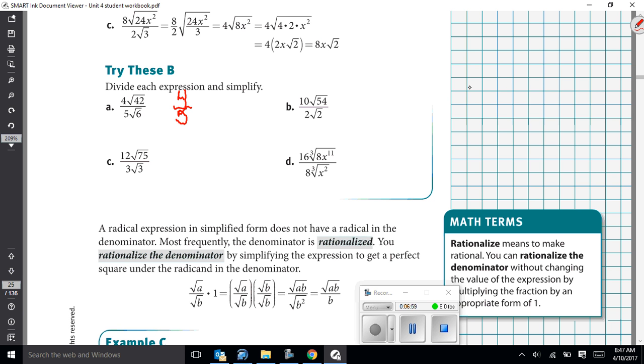Now in our numerator, we have square root of 42. In the denominator, we have square root of 6. They both live inside square roots, right? So we can move them in together. So now we're going to have one big square root with 42 divided by 6.